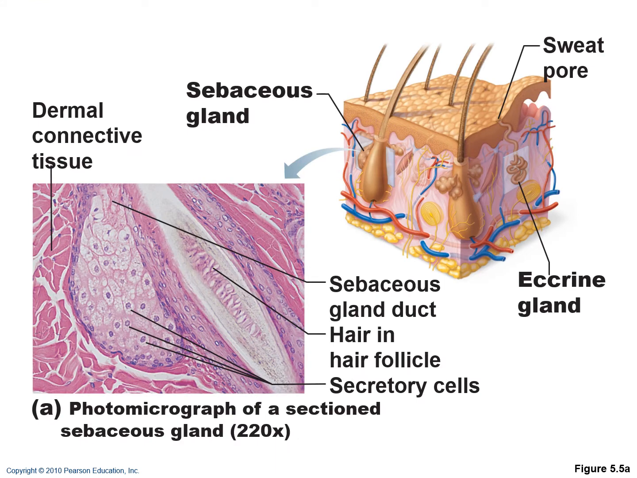So again, looking at this cross section of skin, we have the epidermal layer, the dermal layer, and then the hypodermis or subcutaneous fat. And we'll see these sebaceous glands being right alongside the hair follicle. So this would be an individual hair follicle with a single body hair here. And then this would be a photomicrograph of a sectioned sebaceous gland. So again, that is going to be right adjacent to a hair follicle, meaning the secretion is basically going to be pushed up alongside this hair.